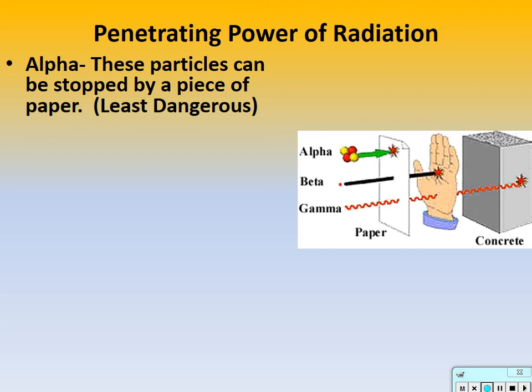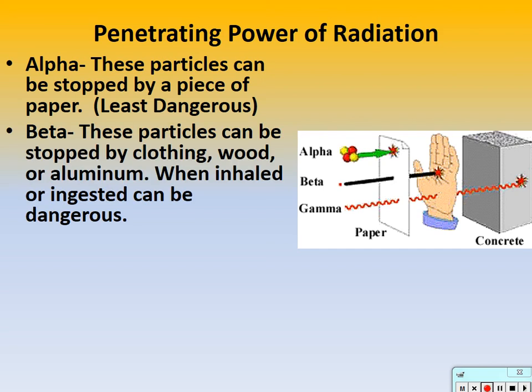Okay? Beta particles can be stopped by, let's just call it a piece of sheet metal. Even a thin piece of sheet metal is going to stop a beta particle. It can be stopped by clothing, wood, or aluminum. Also, when inhaled or ingested, they can be very dangerous. So you think about it, you're inhaling them into your lungs. It can still go through thin stuff. So in terms of penetrating power, they're the middle.